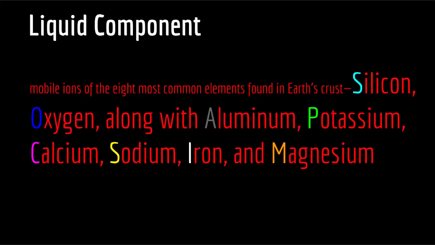So the elements or the ions that you have in Earth's crust are an essential component of the liquid part of magma. So silicon, oxygen, along with aluminum, potassium, calcium, sodium, iron, and magnesium. These are the most common elements found in Earth's crust, and they are the ions that you can find in magma. Sometimes you have hydrogen and oxygen too.